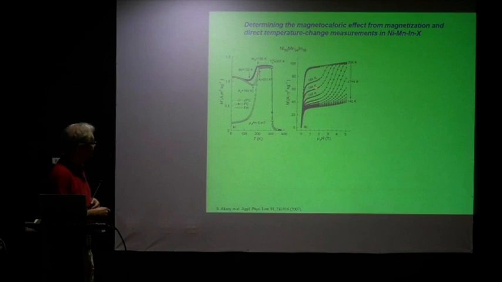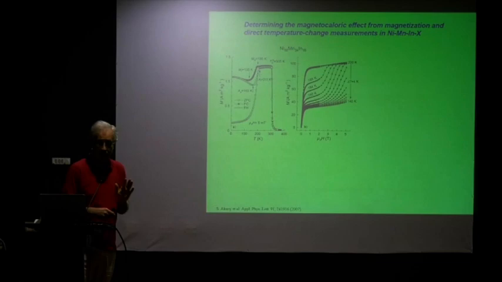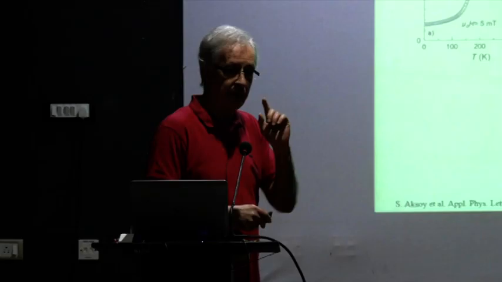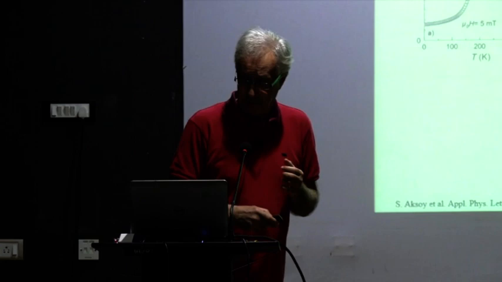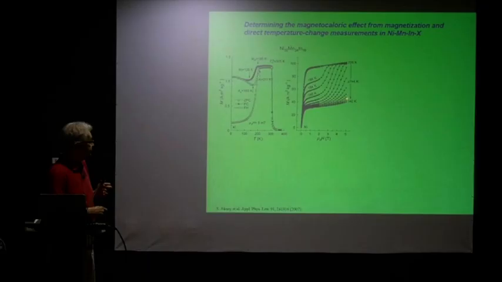So again, we have this kind of a curve. And then what we do is we sit at a temperature somewhere around the martensitic transformation temperature, and we take these kinds of M versus H curves. Now, there are some things that you have to consider when you're taking these magnetization isotherms. So here's a measurement at 140 Kelvin, 144, it goes on in 4 Kelvin steps.